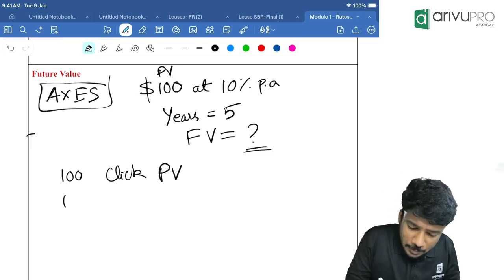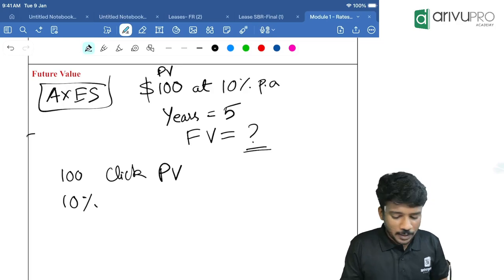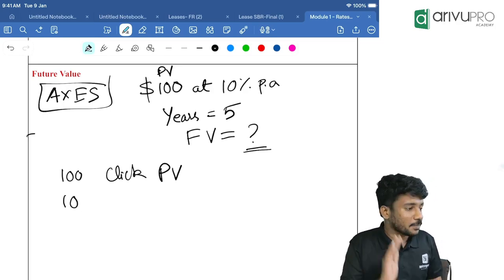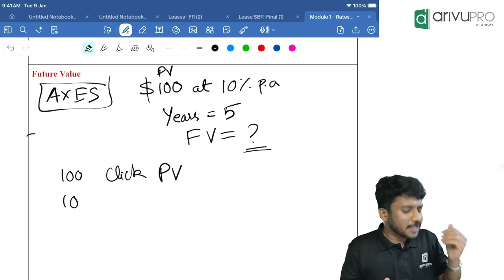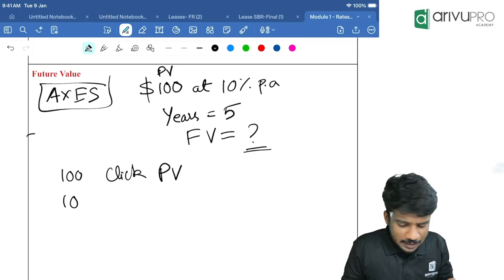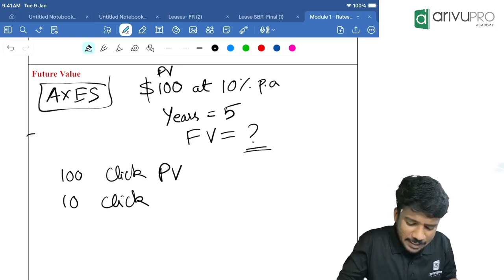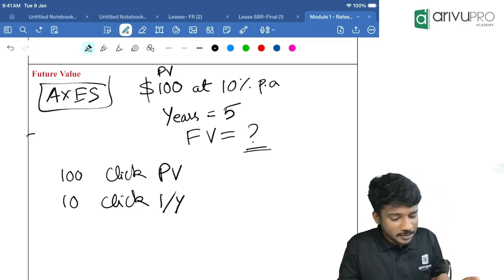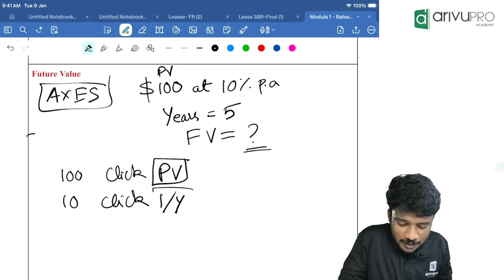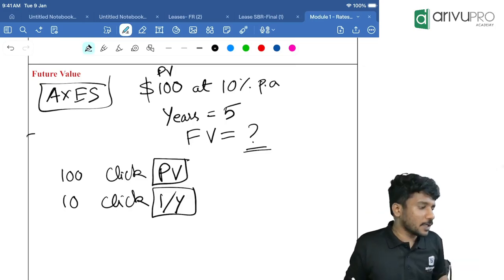Then 10% is the interest per annum, right? That means I type 10 on my calculator. I will not click percentage. For now, we will do it that way, I'll tell you why later. Type 10 on your calculator. Then it is interest per year, right? So you will click the I/Y button. PV button is there, then the I/Y button is there. You are clicking the I/Y button.